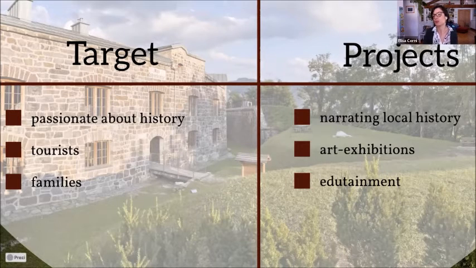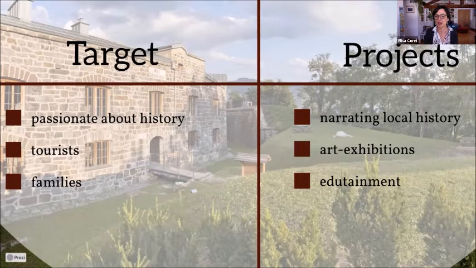To reach the fort, you can climb a nice hill, see an amazing view of the valley, have contact with nature and with the environment, and then you reach a place, the chance to make something with family. That's why we have three targets, and we have three directions for our projects.